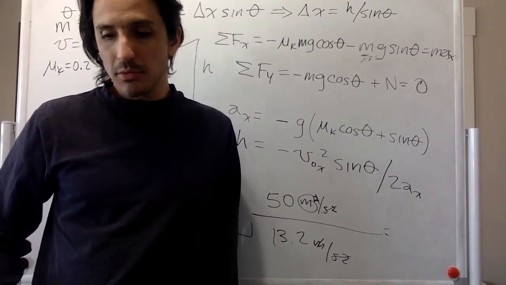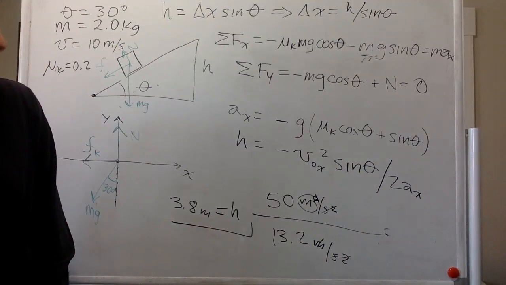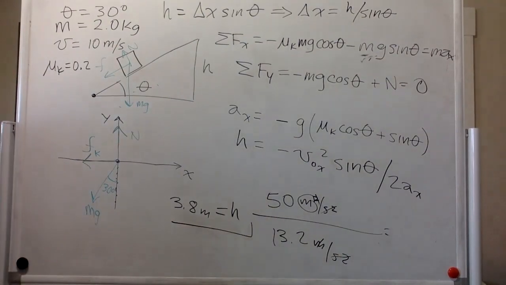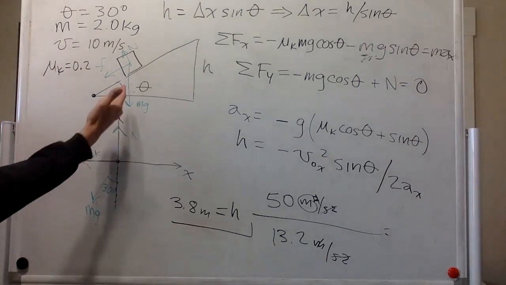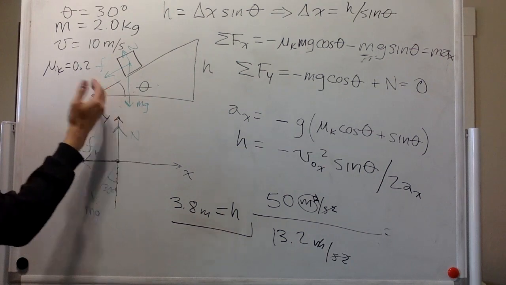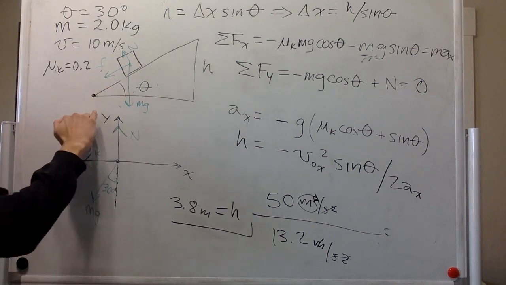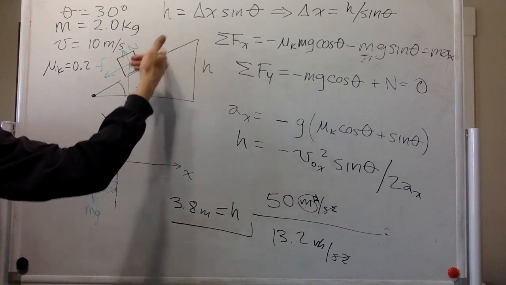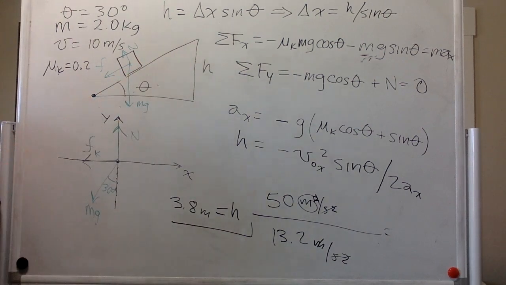In the second part of this problem, we have to calculate the speed of the box, the object, at the point where it comes back. So it goes up some height and then comes back down. So there's something important that is going to change.